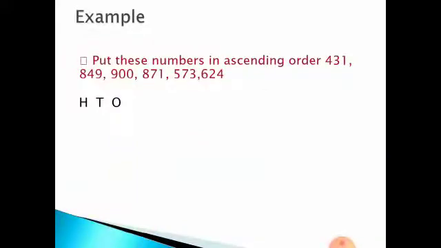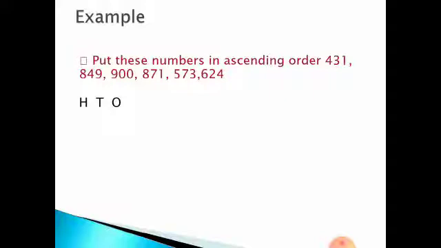Now here comes an example for you to understand the ascending order. 431, 849, 900, 871, 573, 624. Now you can see that these numbers are not written in any order. These numbers are not arranged. We have to put these numbers in ascending order. So remember ascending order. A for ascending, A for ant means smaller to bigger.